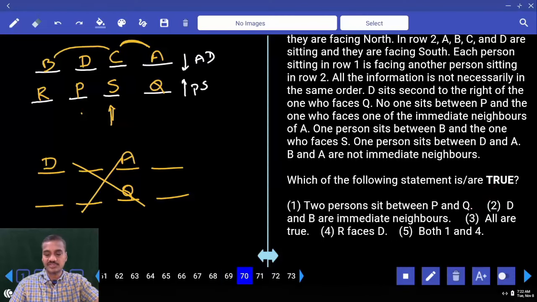And which of the following statements are true? 2 persons sit between P and Q. That is false. And D and B are immediate neighbors of each other, definitely true. Choice 2, question number 70.